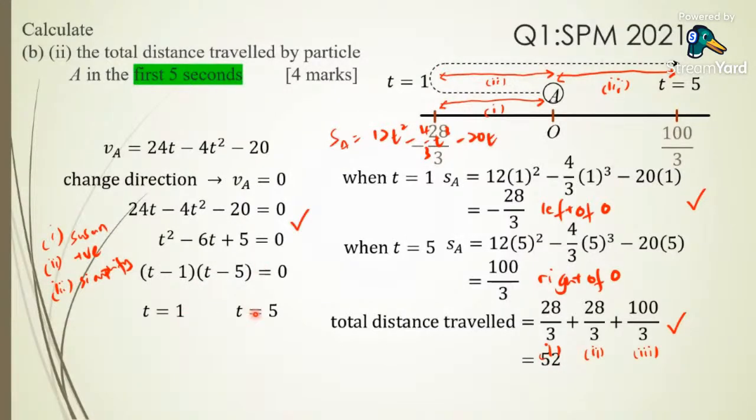Apa maksud dia? Maksud dia, this particle change direction at T equals to 1 and T equals to 5. And this is the diagram. Mana pula kita tahu that particle move to the left first? Kita buat calculation. Calculation guna apa? Kita kena guna displacement sebab kita nak tahu dia ke mana dulu. Jarak dia tu sebelah kiri ke ataupun sebelah kanan of O.